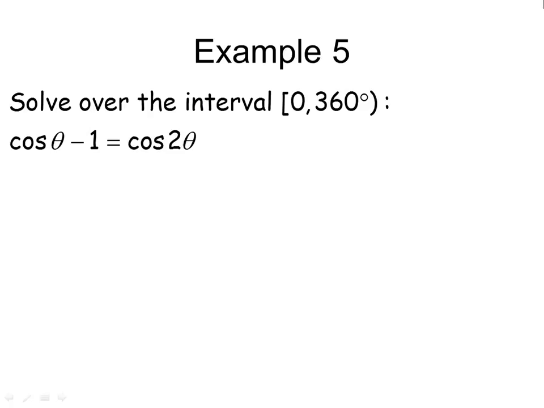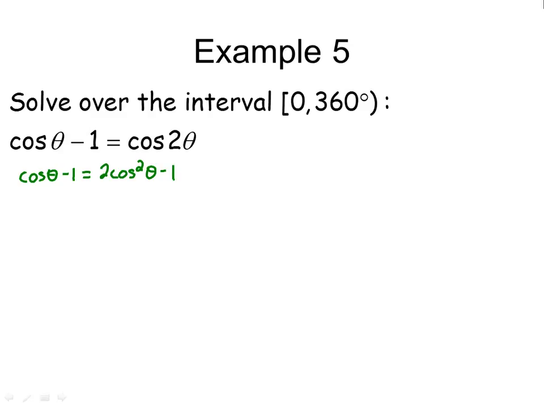Take a guess as to which one would be the easiest one to use. If our problem is already in terms of cosine, why in the world would you want to throw a sine in there and mess it up? So I'm thinking cosine theta minus 1 is equal to 2 cosine squared theta minus 1.